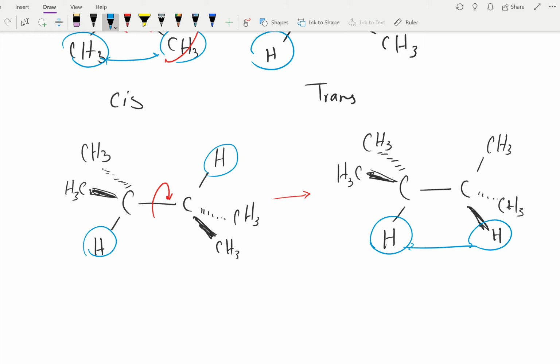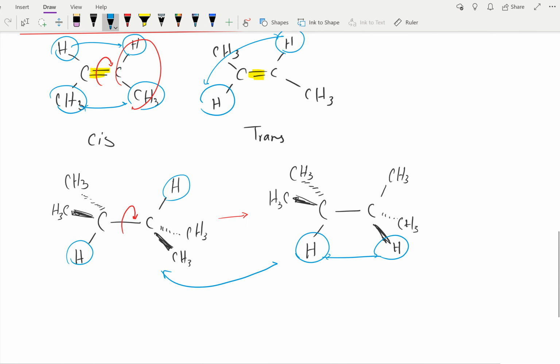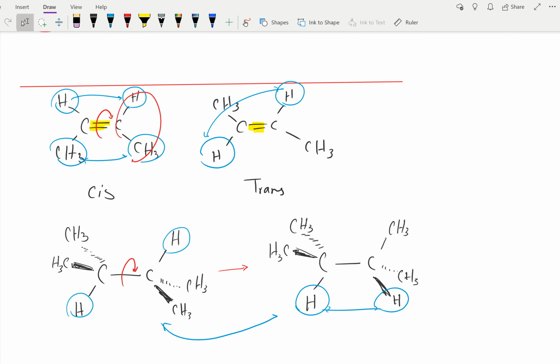So this is a single molecule. We don't have two molecules because the carbon can rotate easily around the single bond. We have all of these positions in one molecule. So we cannot have cis and trans isomers when we have the single bond. But when we have the double bond, because the molecule cannot rotate around the double bond, we either have the cis or trans molecule.